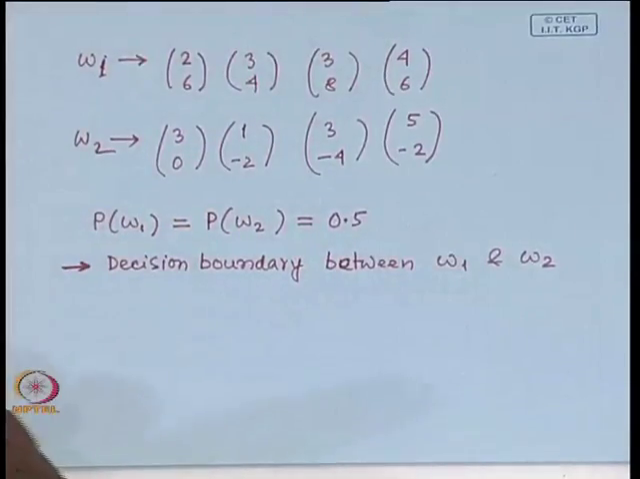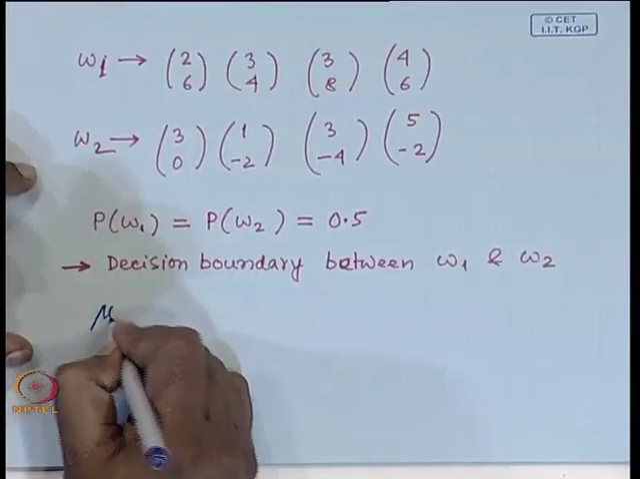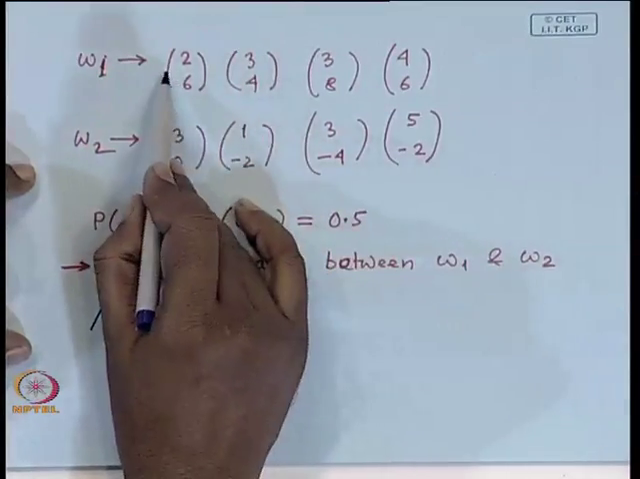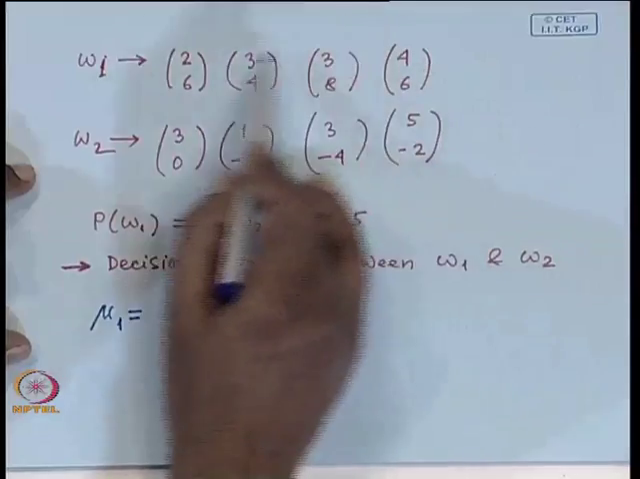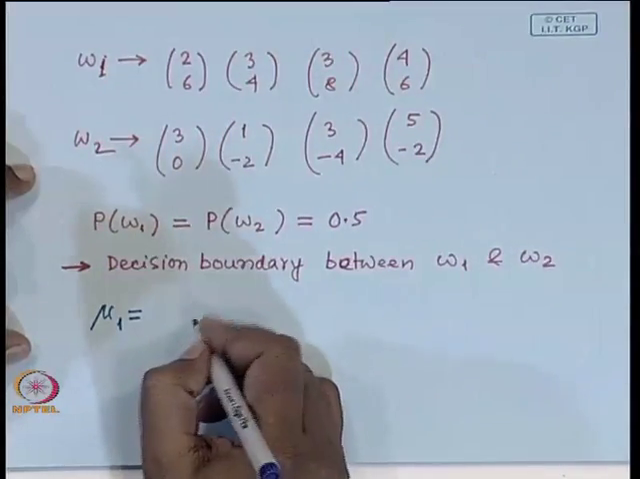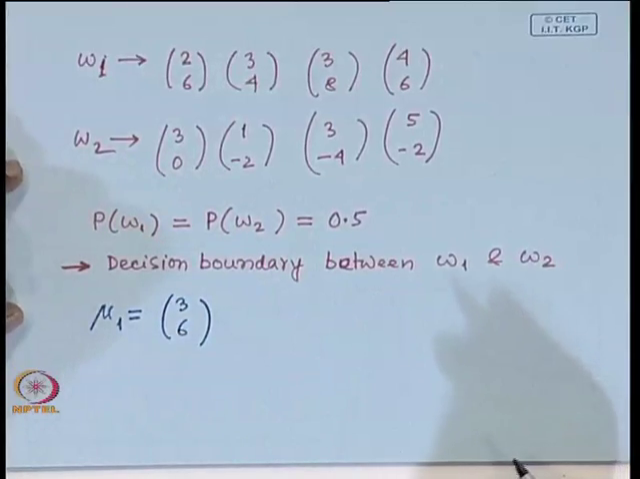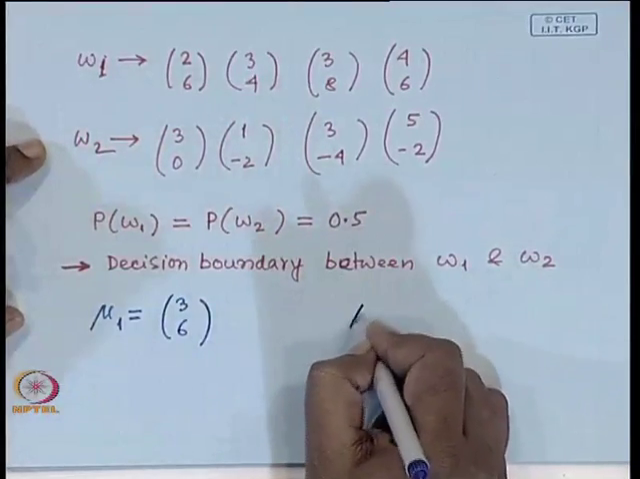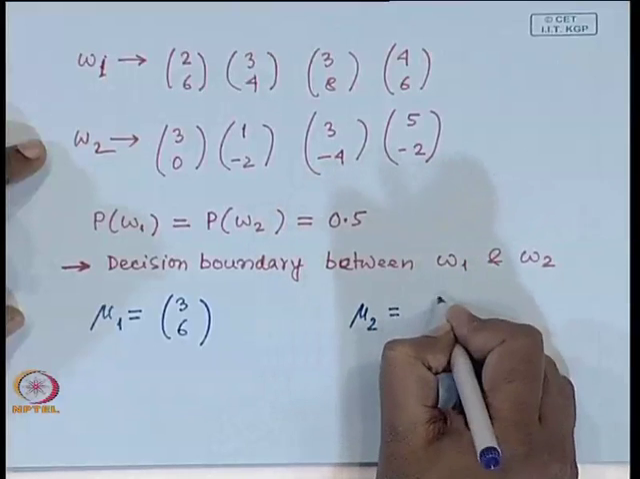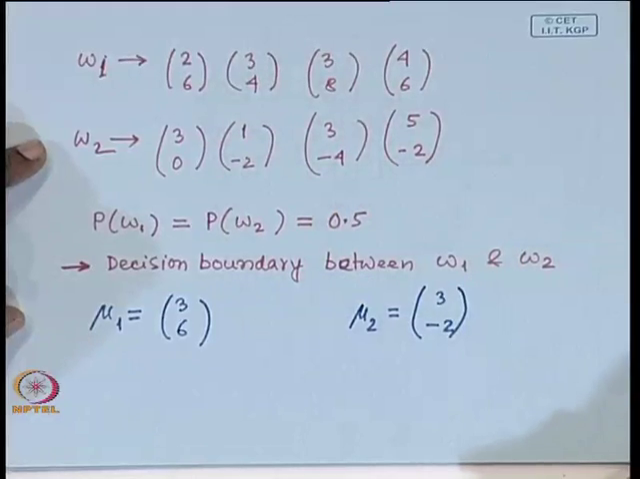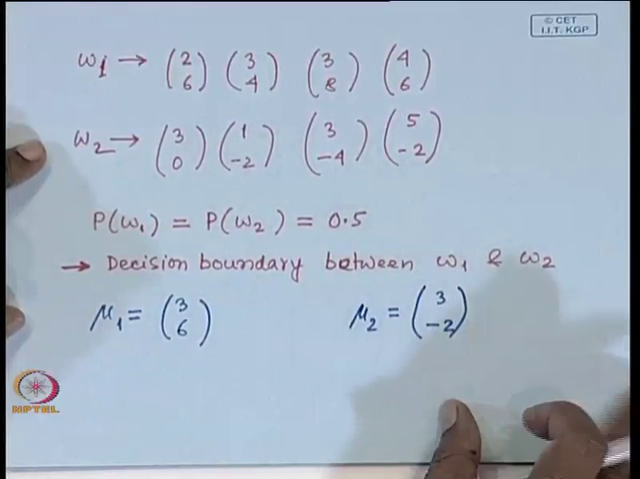Okay. So, first what I have to do is find out the mean vector, which is mu 1. Mu 1 is nothing but I take all these vectors and find out their means. So, this mu 1 in this case will come out to be 3 6. You can verify this. Similarly, for class 2, mu 2 will come out to be 3 minus 2. So, that is the mean vector for class 2.